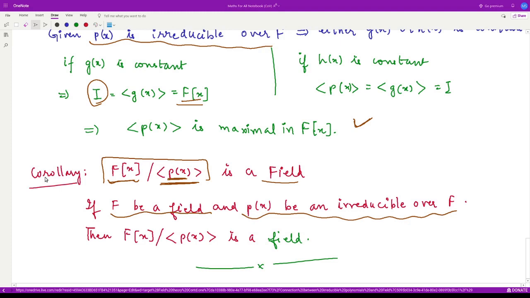So this is an important result. That is why we study irreducible polynomials, because if you have some irreducible polynomial, then you can create a field out of that polynomial.